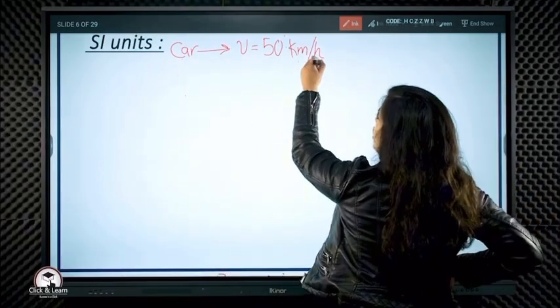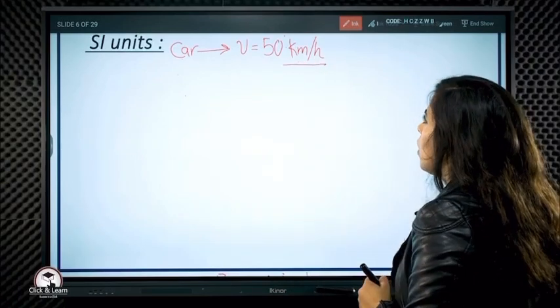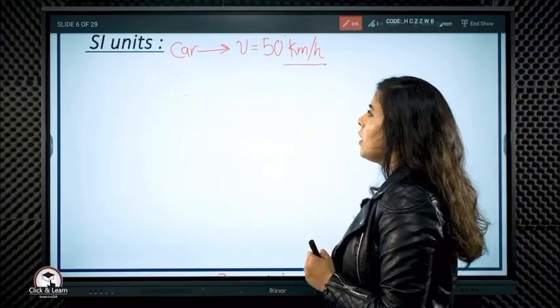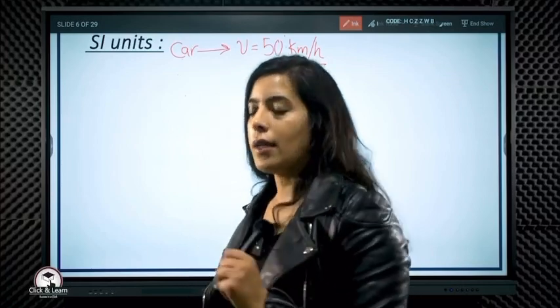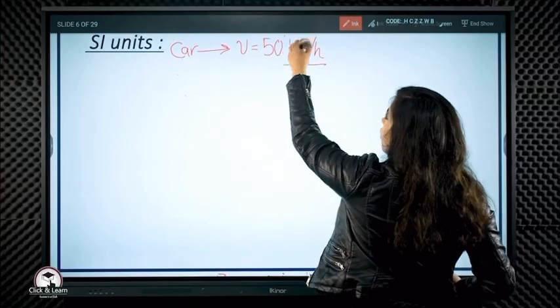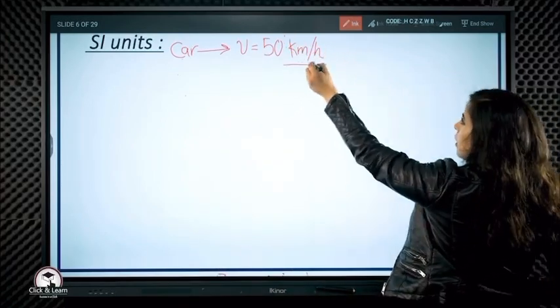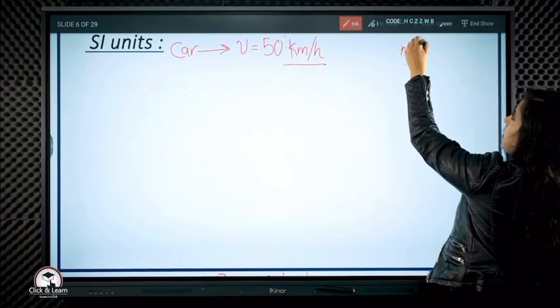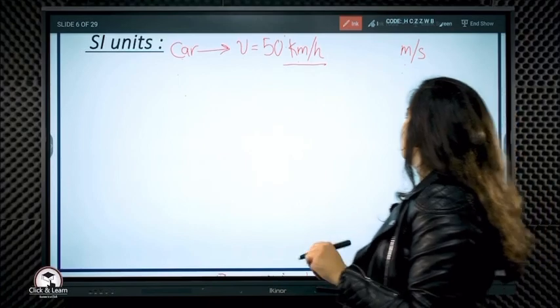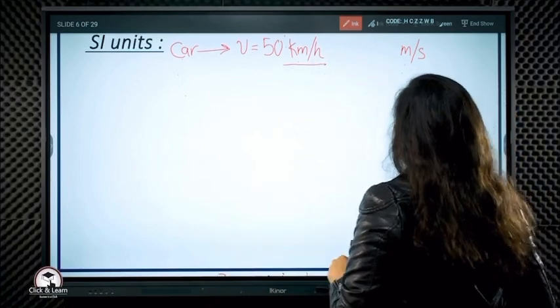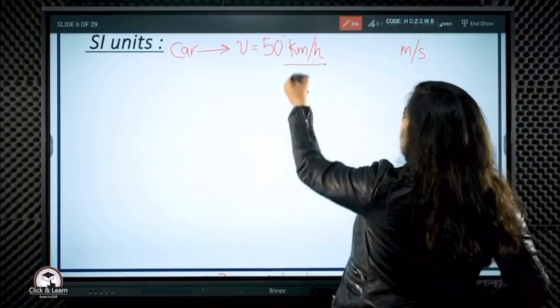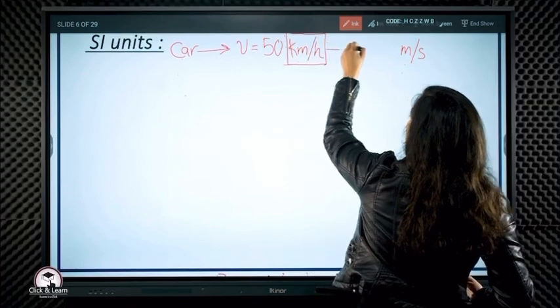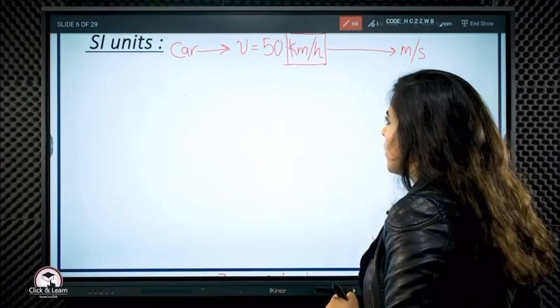Now look at the unit of the velocity. The unit equals kilometer per hour. So how can I convert it to the standard units? The standard units for length and time, instead of kilometers and hours, are m per s, which is meter per second. So how can I convert this unit to m per s, or meter per second?